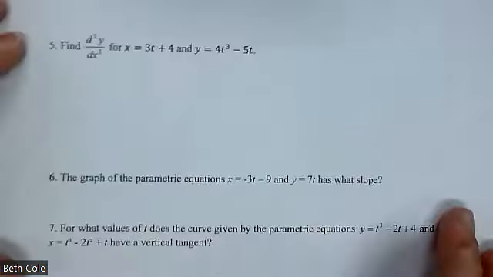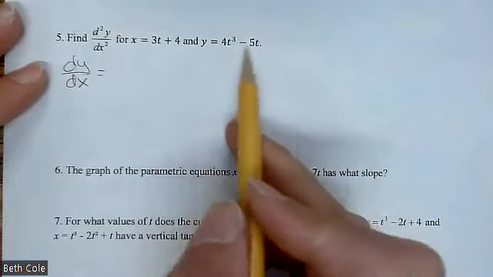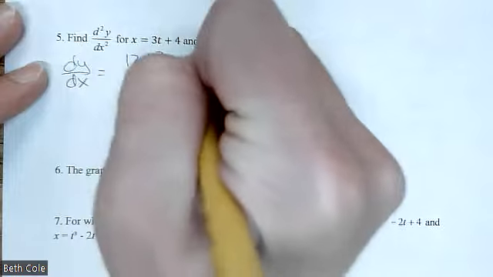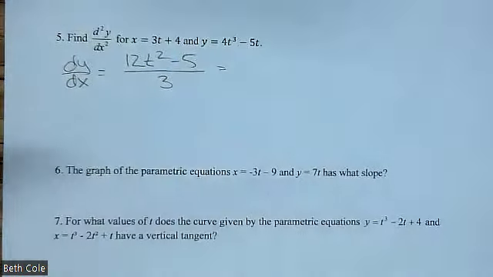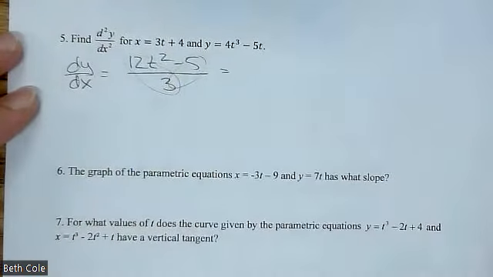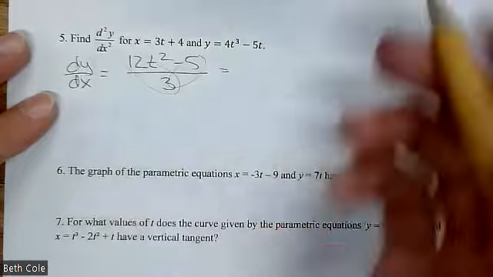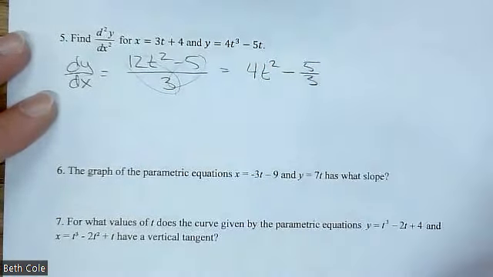I'm just going to finish going over the rest of it for you. All right, this is the second derivative. So first, let's do the first derivative. Same thing that we just did in the last problem. What's your derivative of y? 12t squared minus 5. Derivative of x, 3. I like to simplify that down first before I go on to the next step, because then you're using something that's simpler, okay? So we're going to take both of these and divide them by 3. So it would be 4t squared minus 5 over 3.